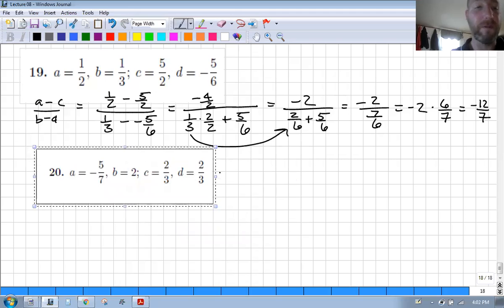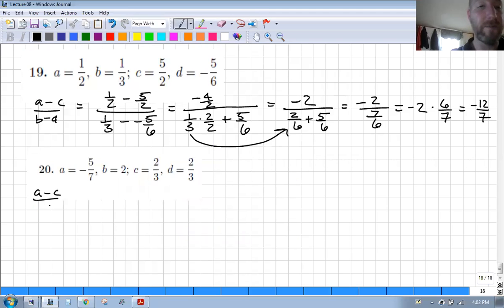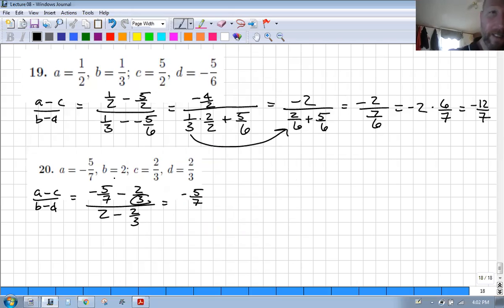Here's another ugly one. Fractions. A minus C over B minus D. We got a -5/7 minus 2/3 over 2 minus 2/3. All right, on top, we don't have a common denominator. So we're gonna make one. Since this has a 3 and that one has a 7, I'm gonna multiply this one by a 3 over 3. And I'm gonna multiply the second one by a 7 over 7. So notice they both have 21 on the bottom now. They have a common denominator.